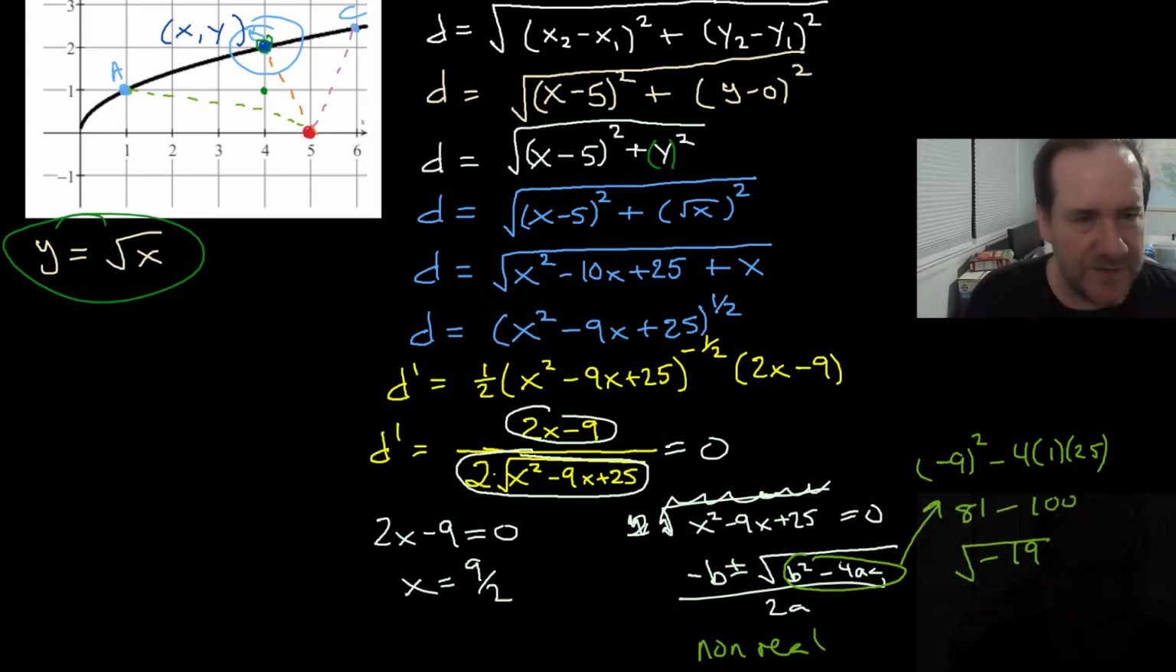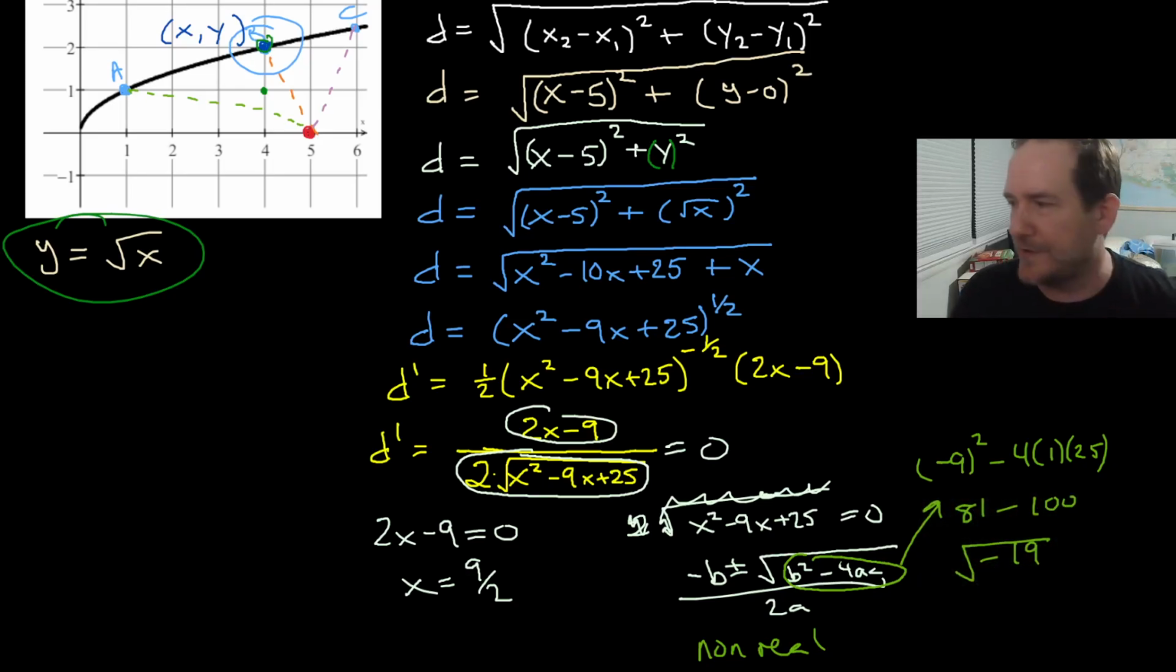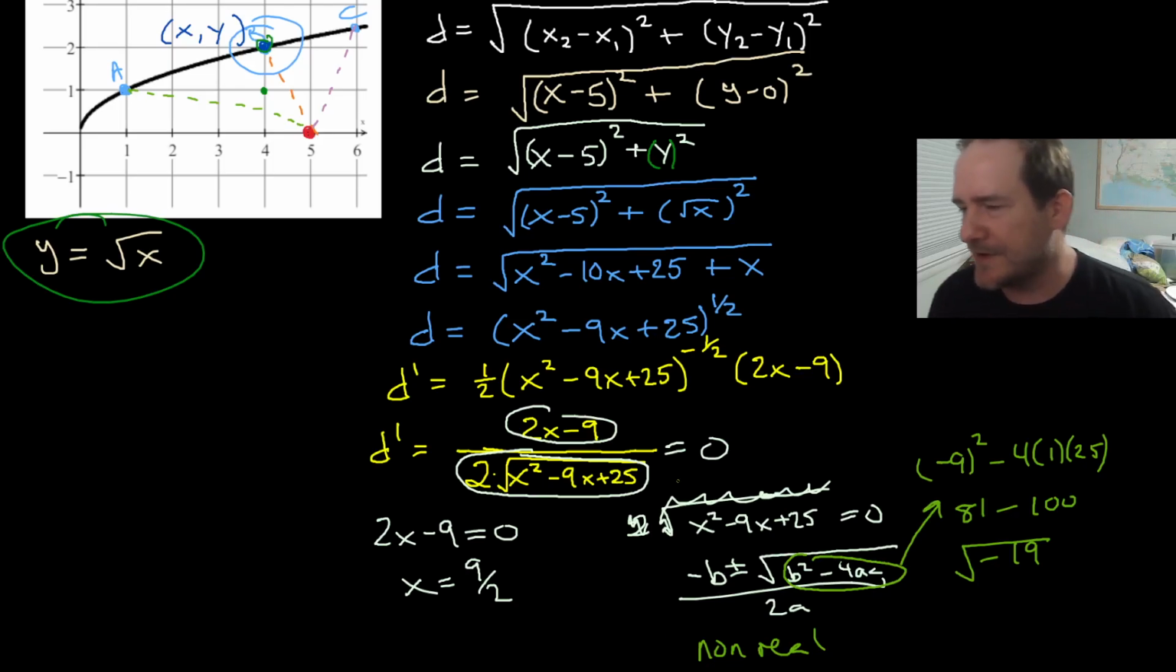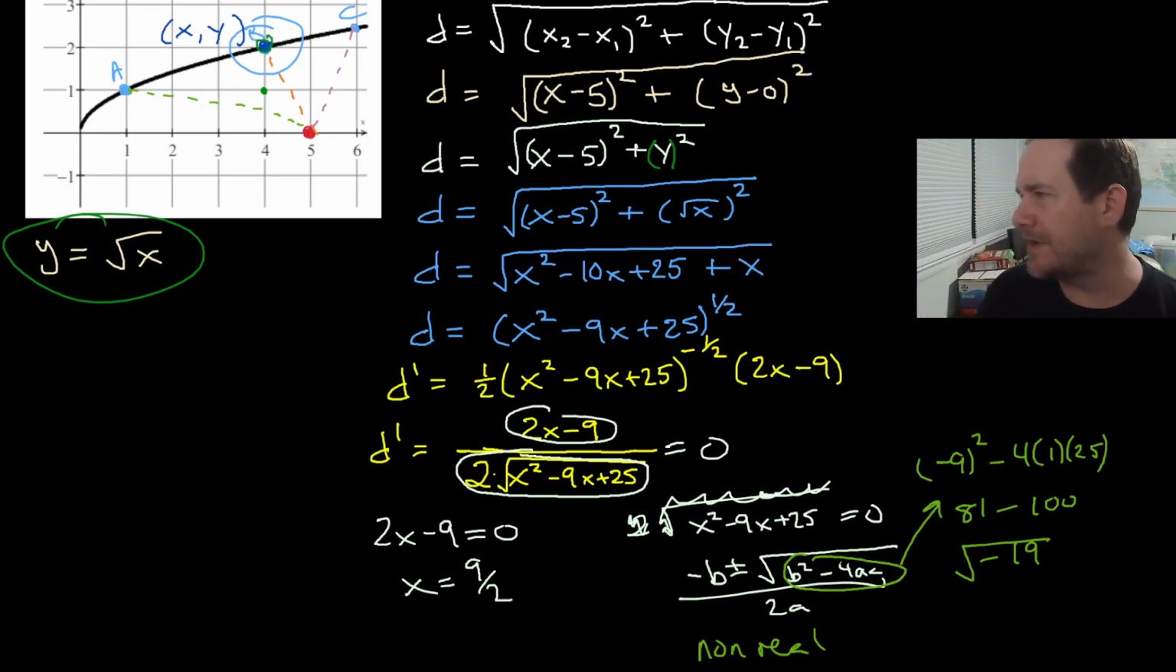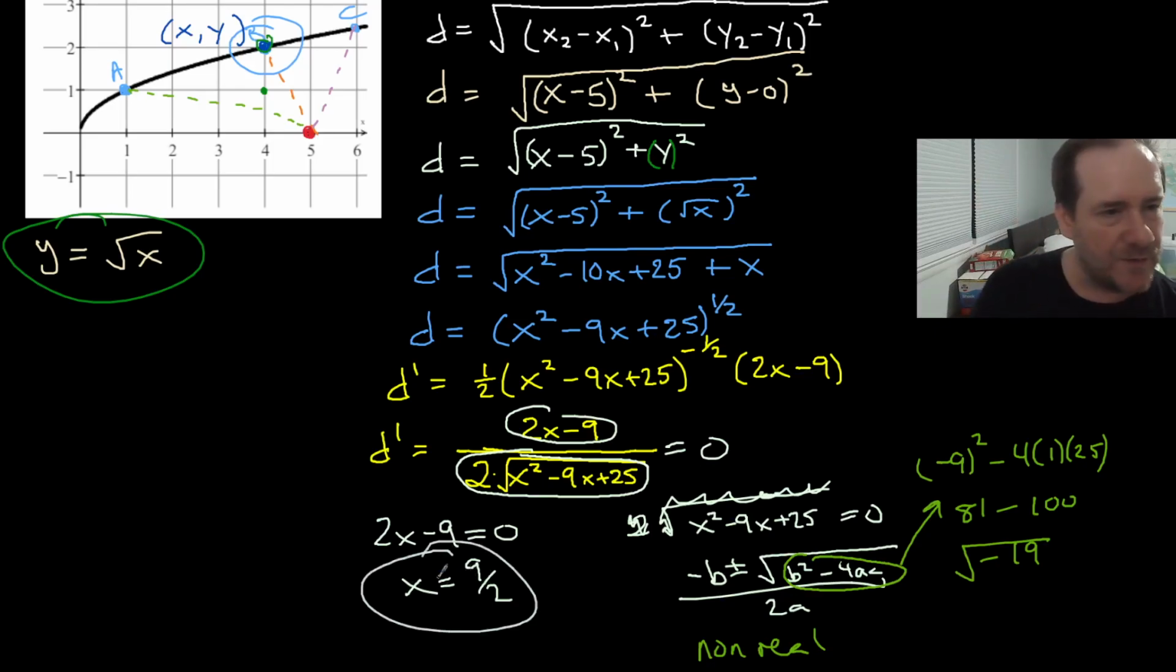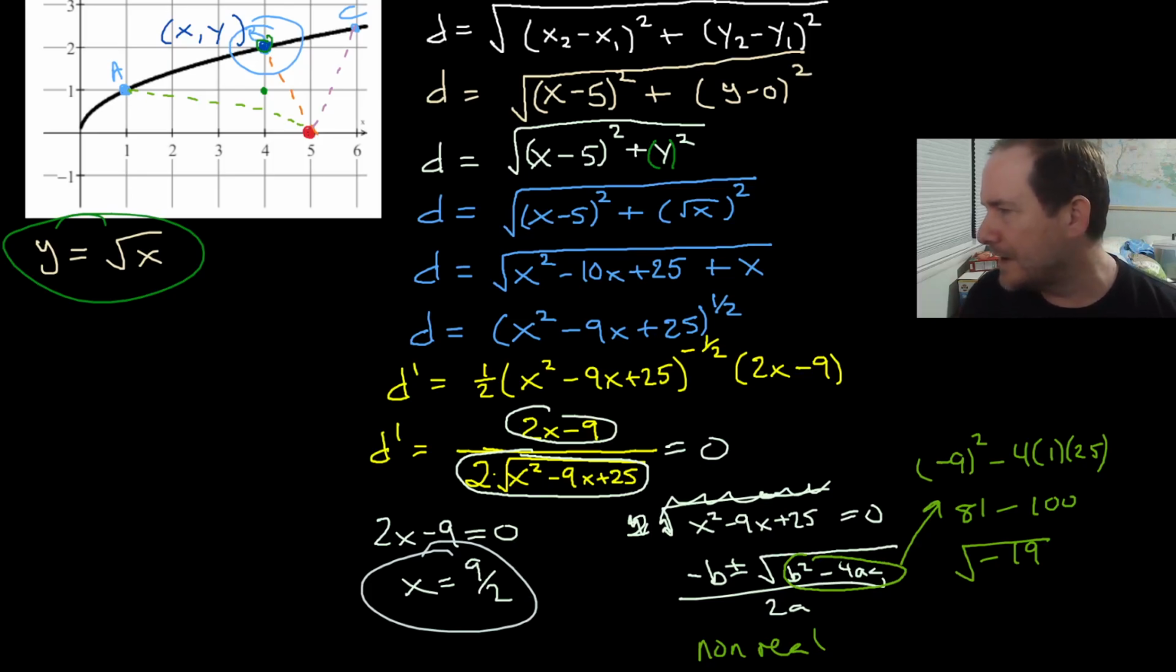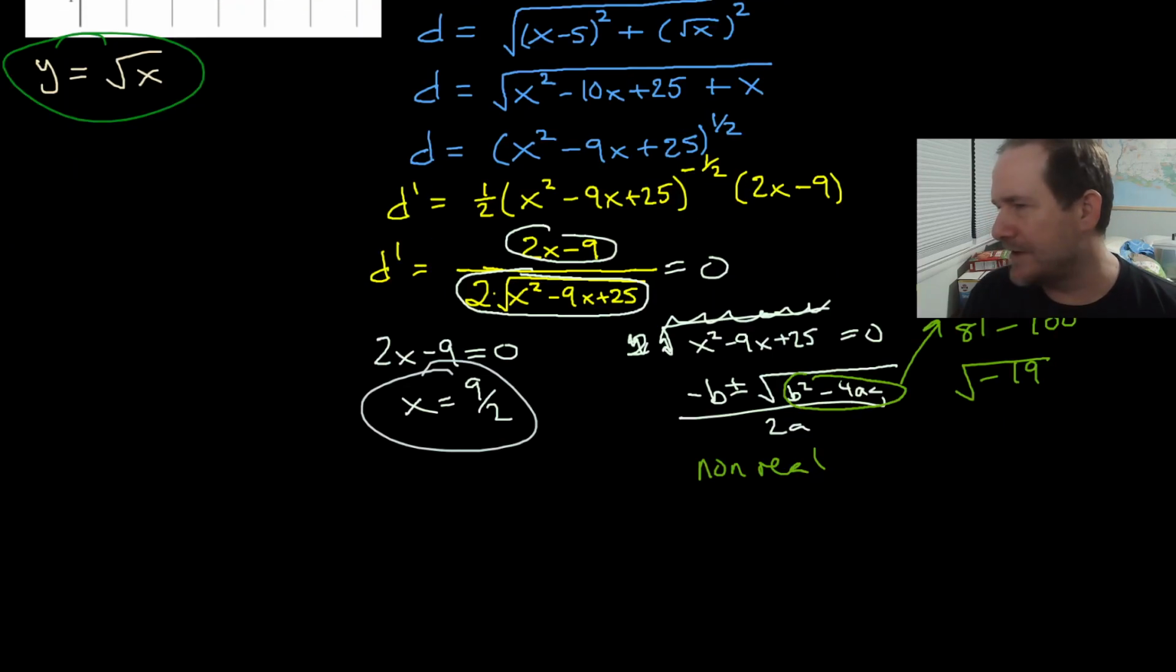Let me move my face. This is the work I was showing over here. But that denominator isn't going to deliver us any new solutions. So that means our only solution to consider is the one we got from the numerator, which says that x would be 9/2. And so that's it. That's the right answer.